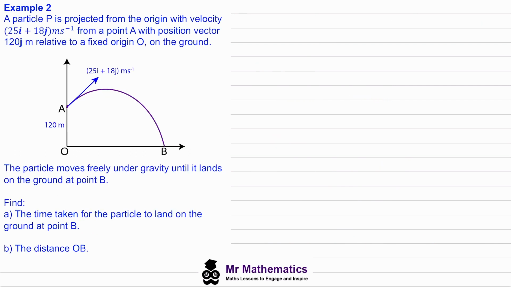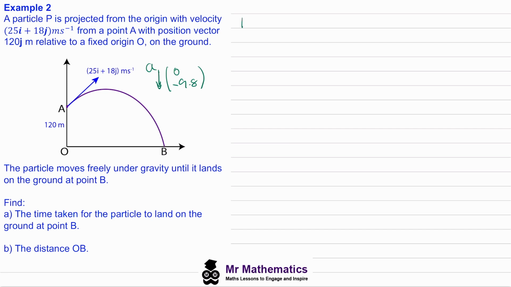Okay, so in example 2, we're told that a particle is projected with velocity vector 25i plus 18j from a point with position vector 120j, which is given here, relative to the fixed origin on the ground. The particle moves freely under gravity until it lands on the ground at point B. So if we make a note then that the acceleration will be 0, negative 9.8, and this is when we resolve upwards, we've been asked to find the time taken for the particle to land on the ground at B.